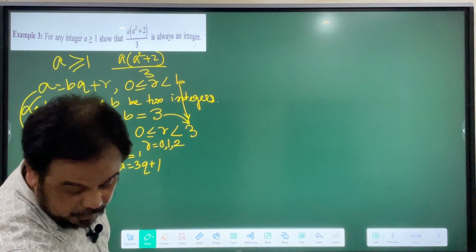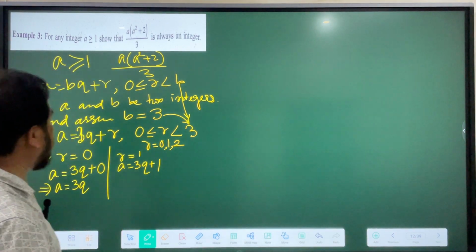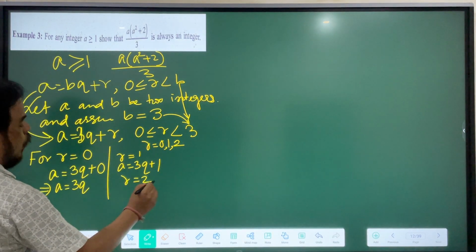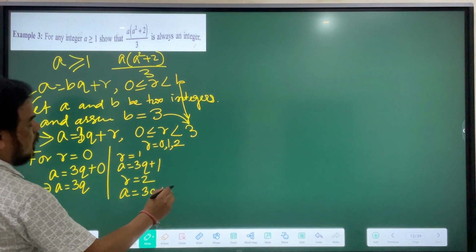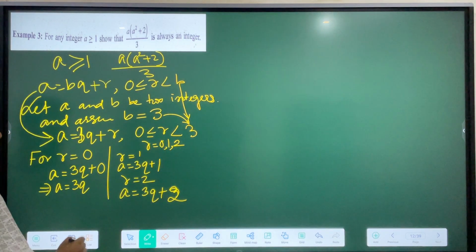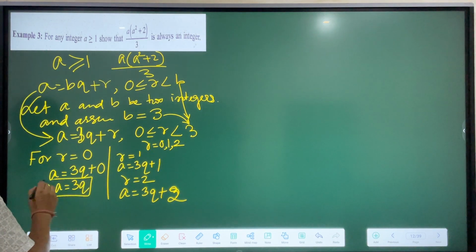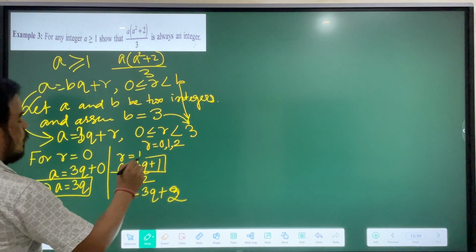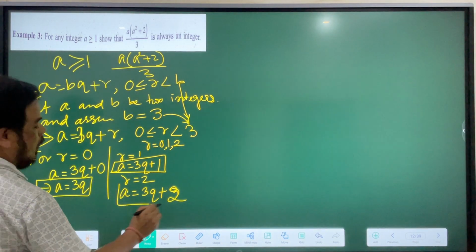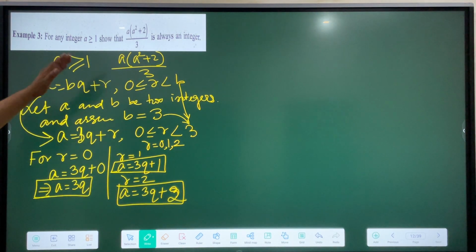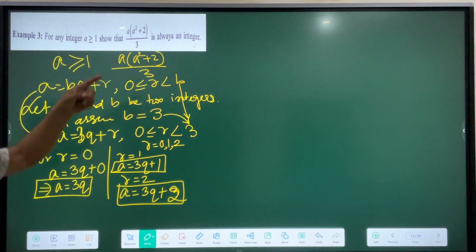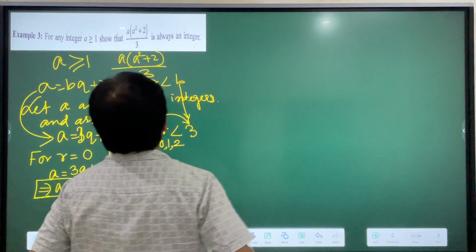Page number 110, you can see that. So r = 2, so a = 3q + 2. What have we got? a = 3q, a = 3q + 1, and a = 3q + 2. Okay. Now we will put the value there in the main part.